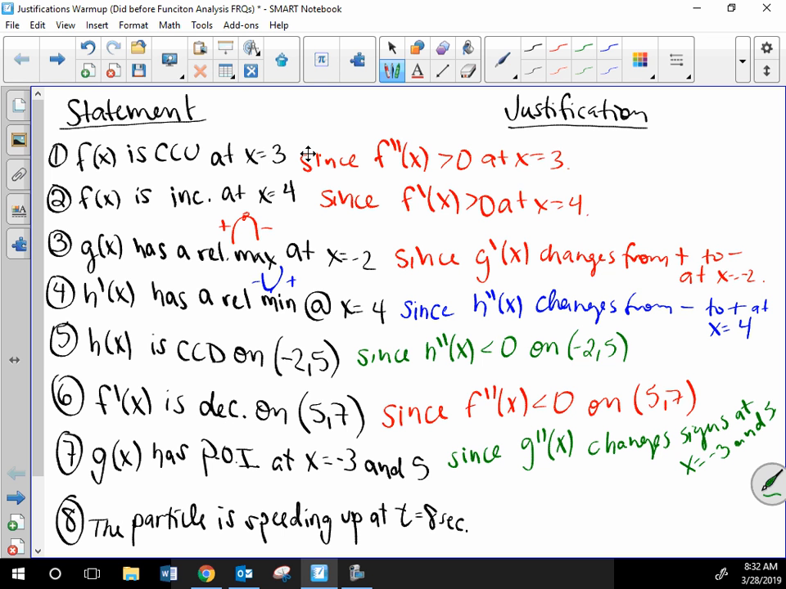And then our last one. Ooh, the particle is speeding up at t equal to 8 seconds. What's my justification for speeding up? Good, same side. And so you could say since b of 8 and a of 8, or you could just say since b of t and a of t are the same sign at t equal to 8. So I'm going to just put it together: since b of 8 and a of 8 have the same signs.